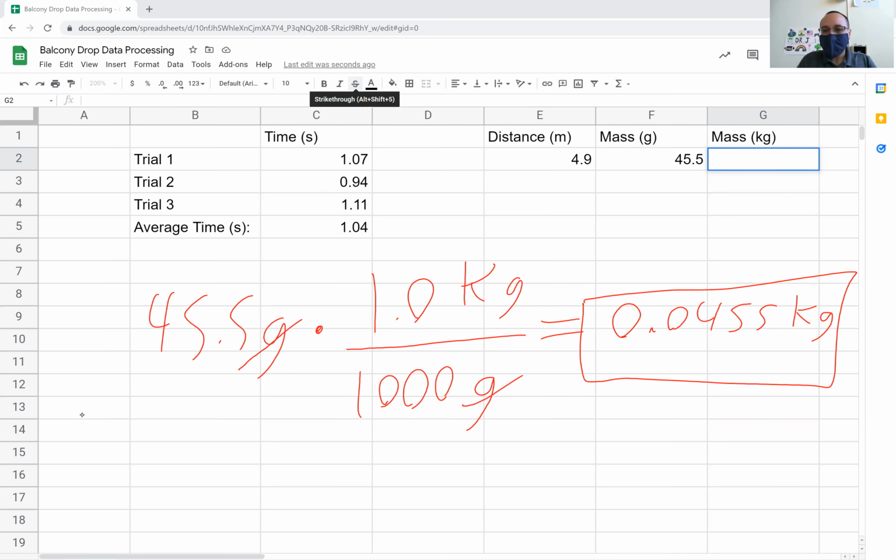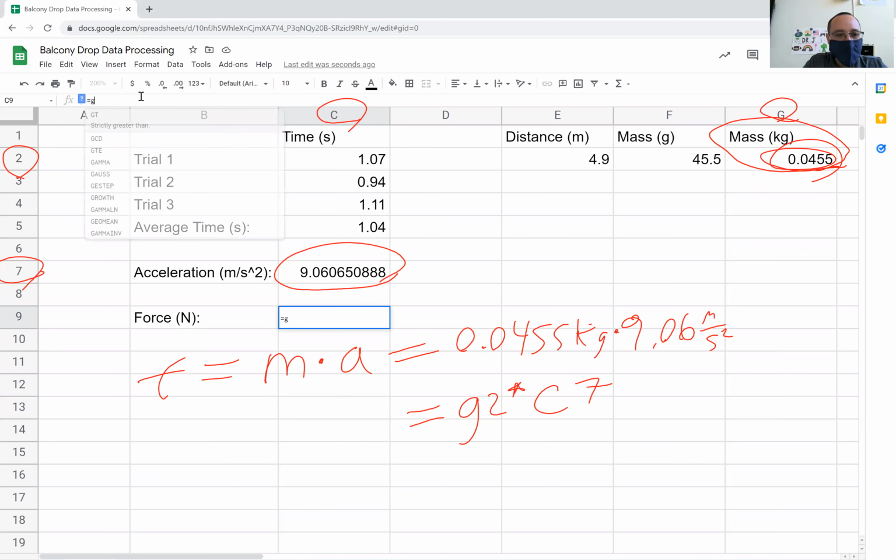So equals, and you have to use the equal sign, G2 times C7, okay? And I can see that both of those cells have been highlighted by Google Sheets. And if I hit enter, boom, right? I get my force in newtons. And again, there are just too many digits there. And so we'll have to clean that up a little bit later, okay? No big deal. All right, so I'd say go ahead and do this. And then we'll head to our last calculation, okay? Our last calculation, which is impact velocity.